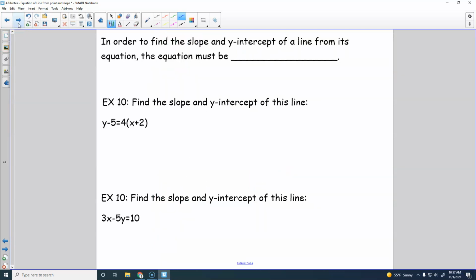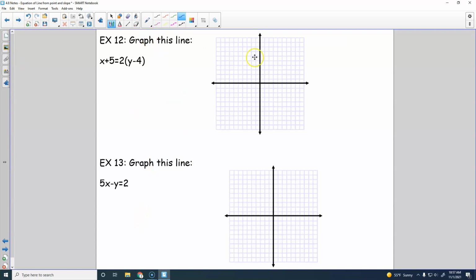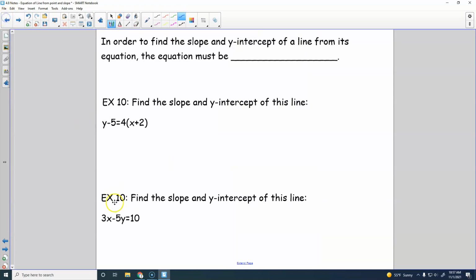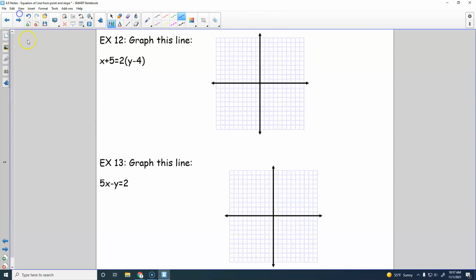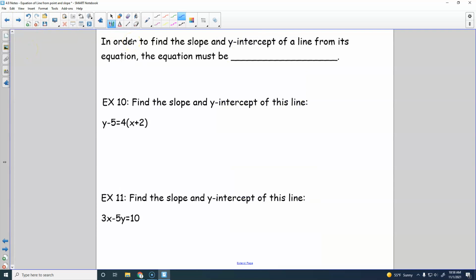So I want you guys to try both of these example 10s, because I apparently can't count, and 12 and 13 here. So try these last four on your own.